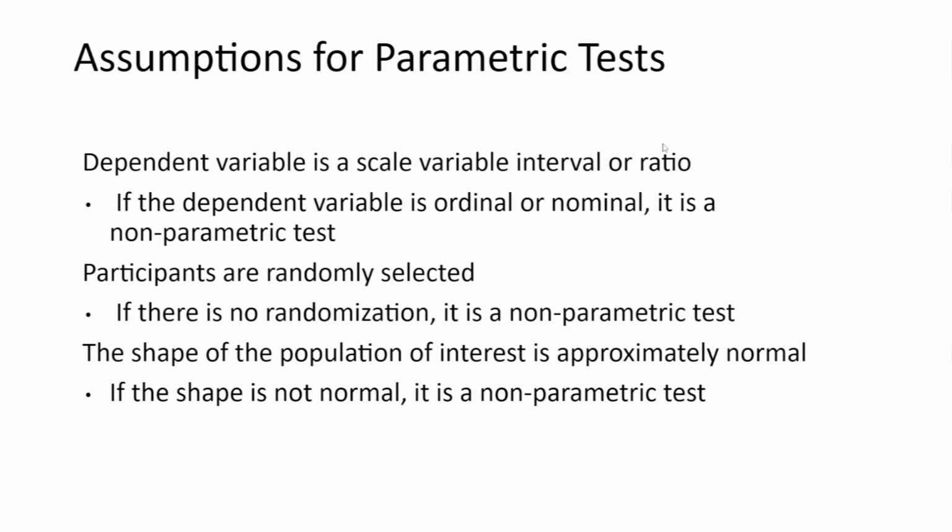What does randomization mean? If you remember, we discussed the technique of sampling. So that is one thing. You are not having a predefined logic that let's take these three, then these three, then these three. Okay, that is not randomization. Okay, and the shape of the population of interest approximately normal. We will discuss more about this normality test when we talk about the regression coefficients.